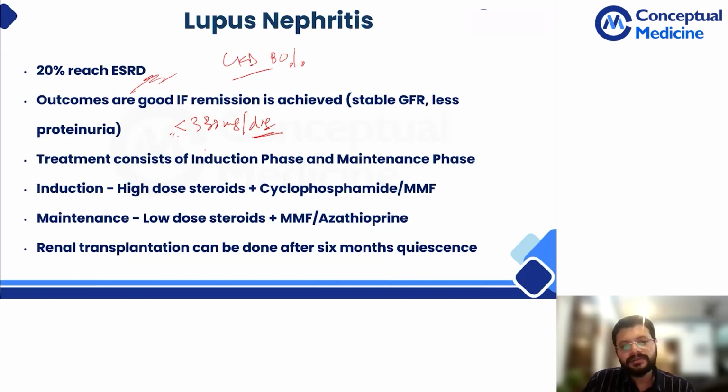And for the 20% who do reach kidney failure, if their SLE is quiescent for more than 6 months, they can undergo kidney transplantation. And lupus, luckily, is not known to recur much post-transplant.